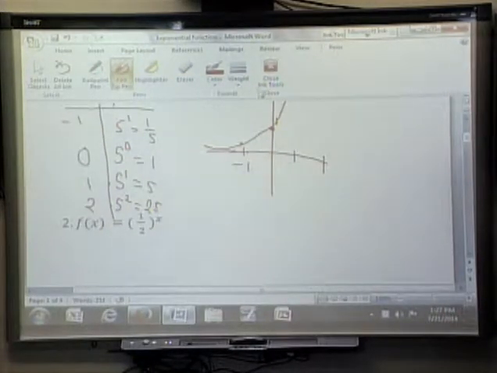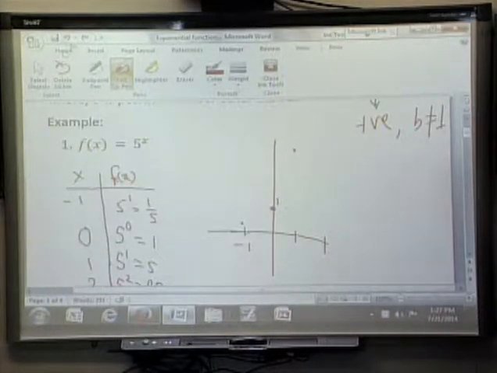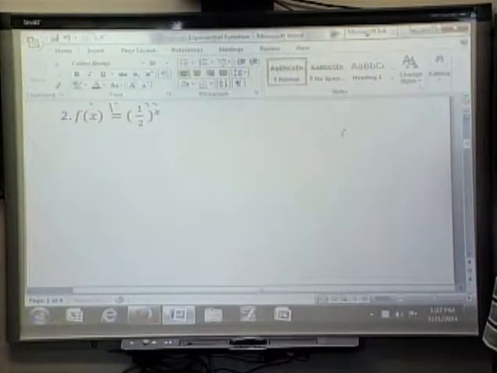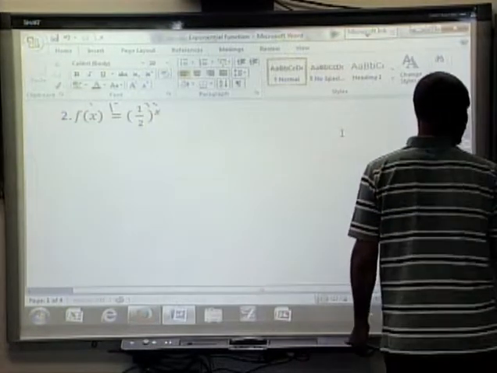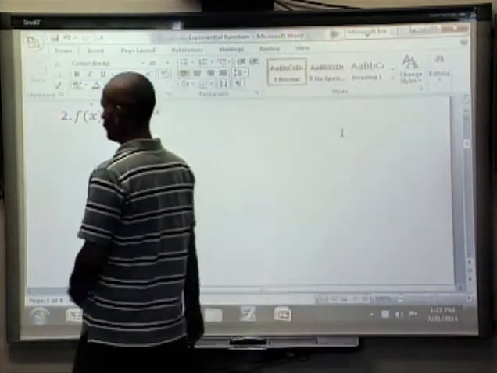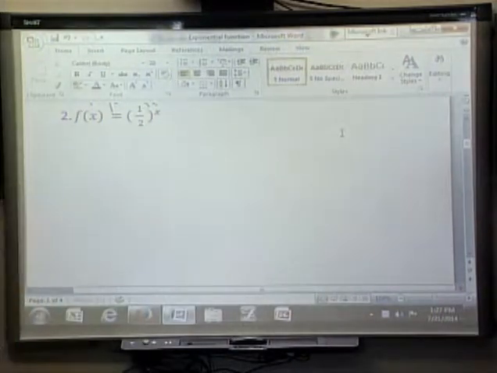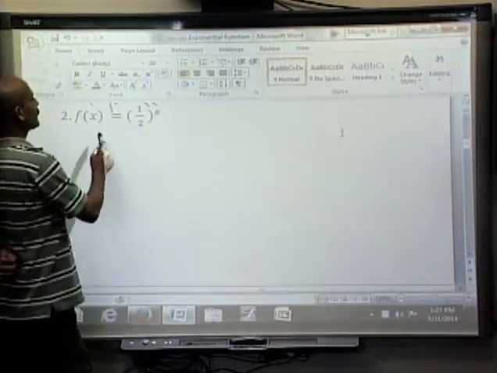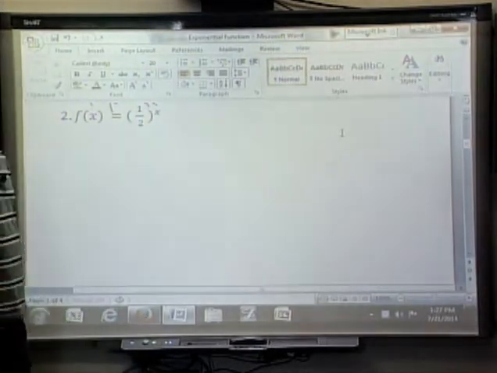Not only a fast growing process, but a fast decreasing process can also be modeled by an exponential function. For example, let us look at f of x equal to 1/2 raised to the x.